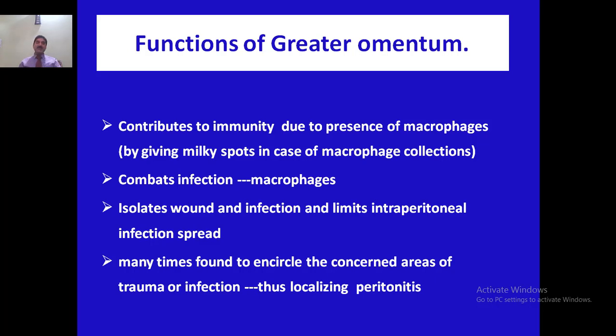Now, what are the functions of the greater omentum? Due to the presence of these macrophages, it combats infection, isolates wound and infection, and limits intraperitoneal spread of the infection. Many times it is found to encircle the concerned area of the trauma or infection, thus localizing peritonitis. Previously, the greater omentum was called the policeman of the abdomen. It was believed that it moves to the site of inflammation by choice.